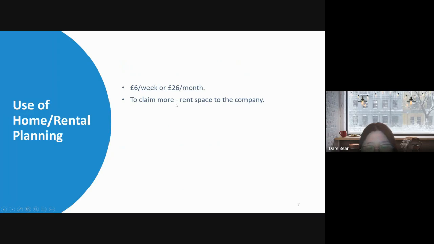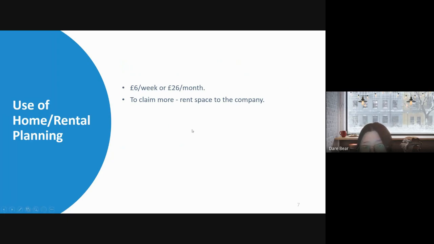And if you want to claim more, you can use the real cost deduction, as I said, which needs you to calculate the actual proportion of business use. Or if you want to argue with HMRC, you can use the incremental cost, which is very persuasive for HMRC to accept that this is real business usage.